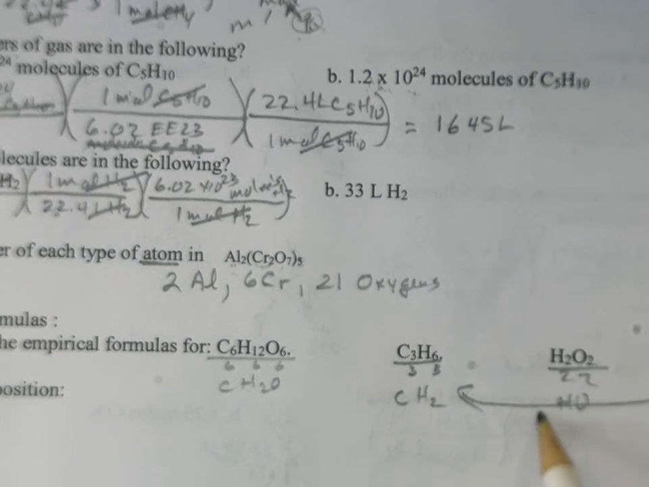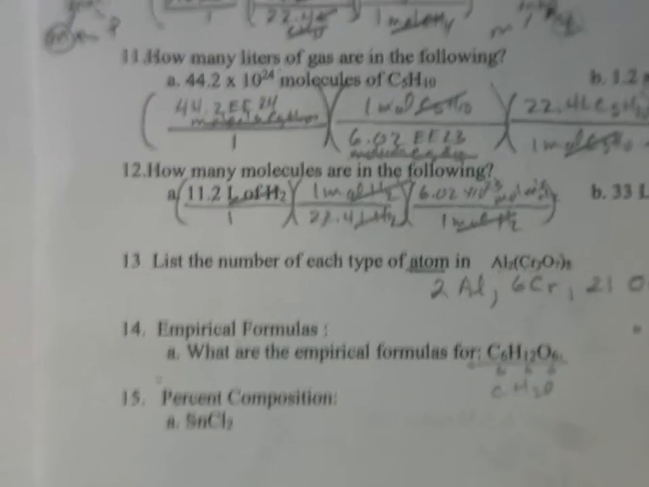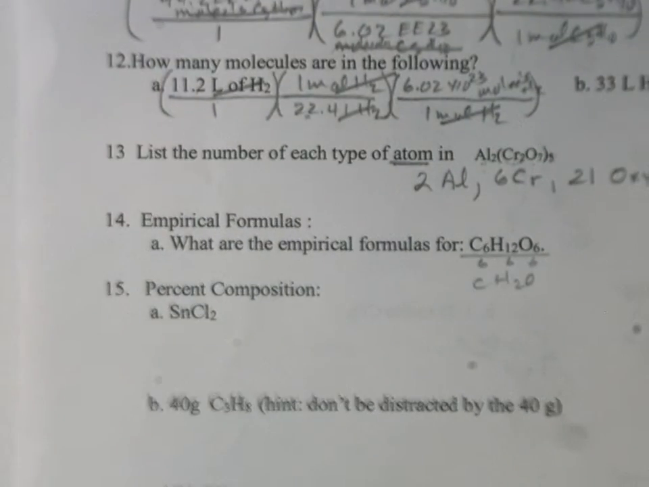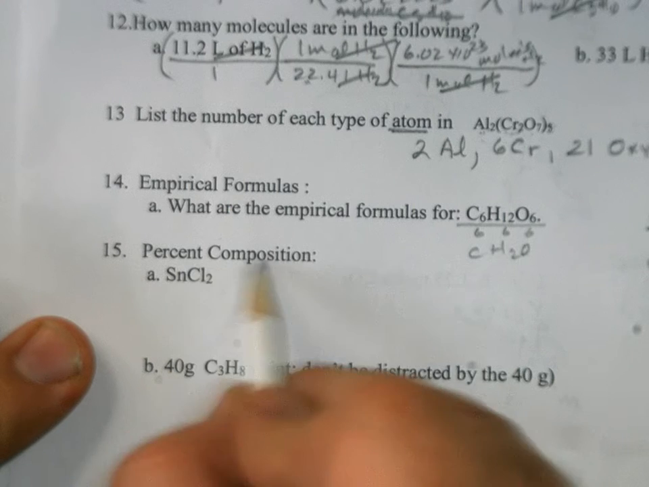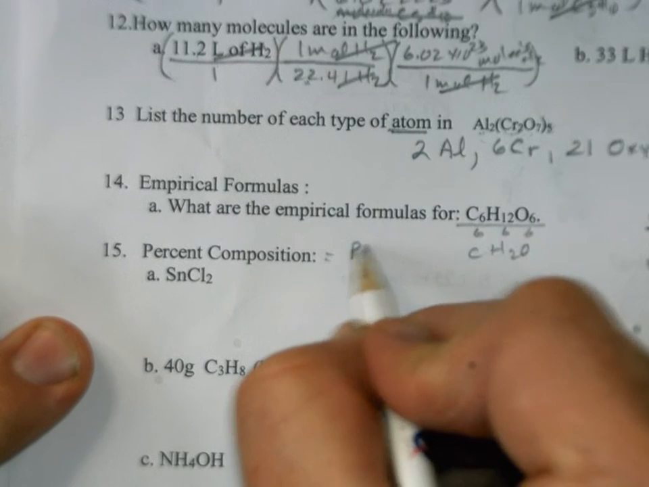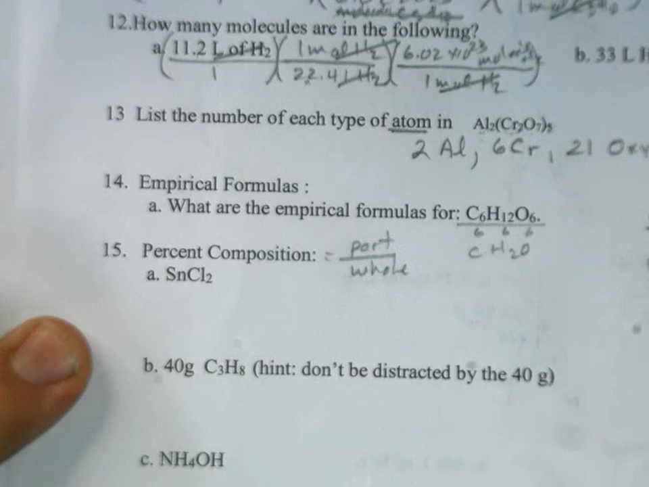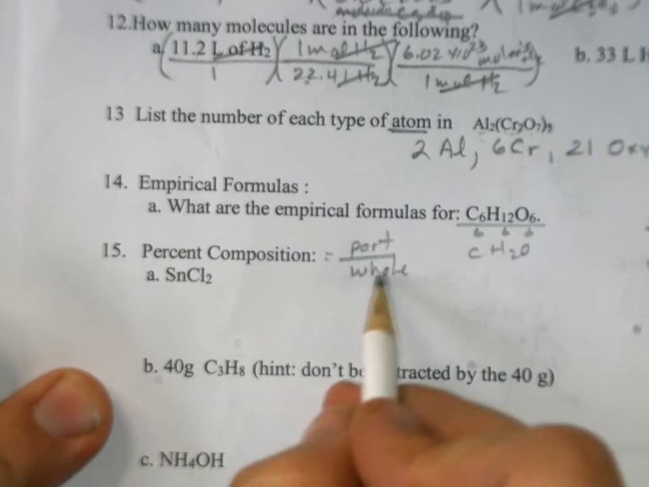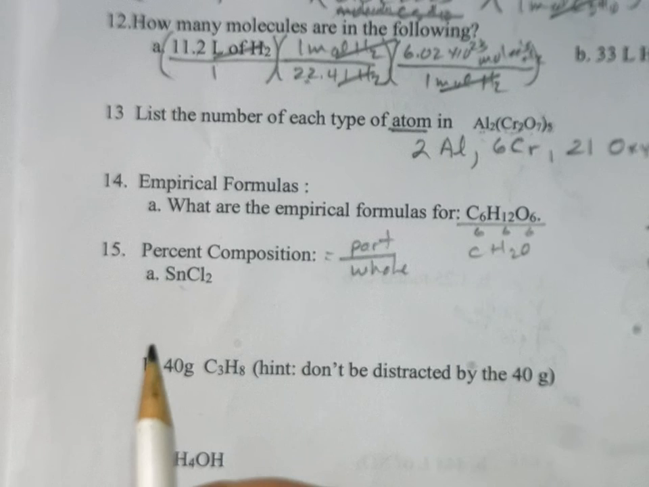Oops, my mistake. Percent composition. So for number 15, first thing we need, okay, well, percent compositions are the part divided by the whole. That's all that fractions are. And so we need to figure out what the whole is, and by that we need to figure out the molar mass for tin chloride.